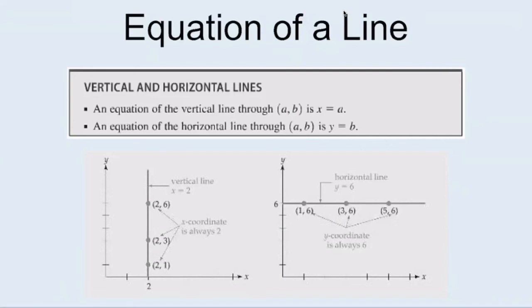Whereas you look at a horizontal line, the y coordinate does not change for any given point, no matter what the x value is. So the horizontal line has equation y equals 6 in that second example. And the slope of that line is 0.